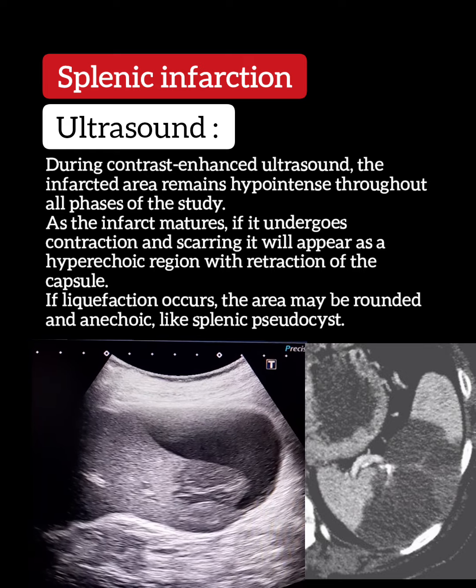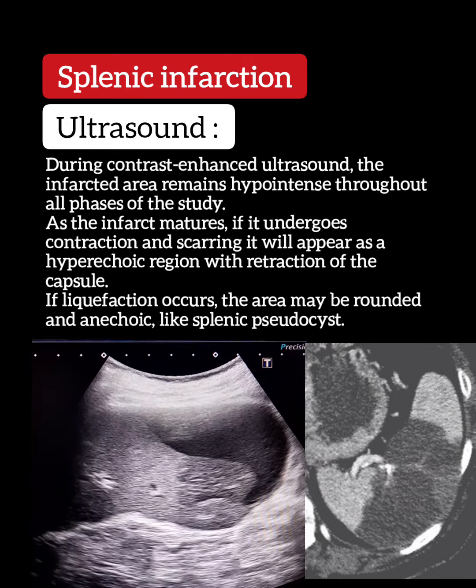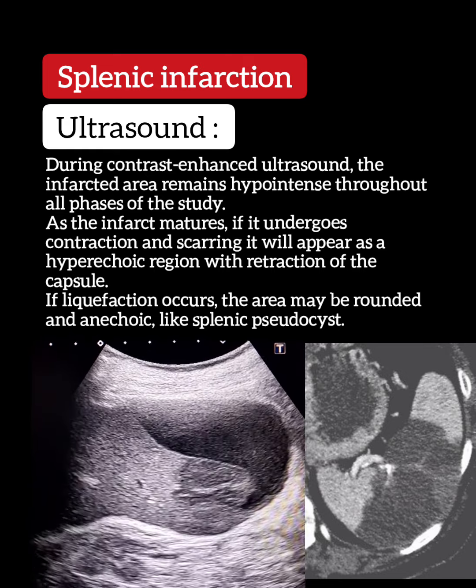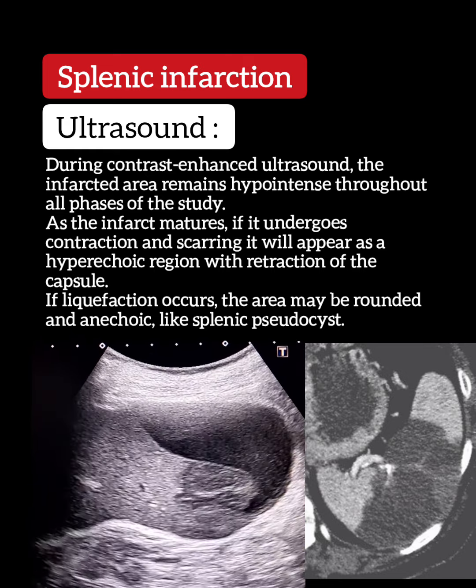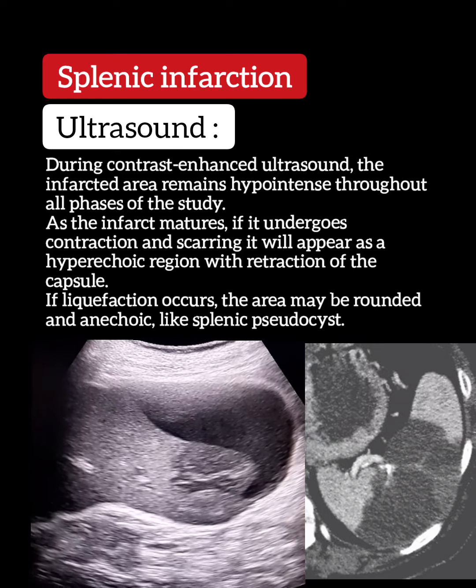As the infarct matures, if it undergoes contraction and scarring, it will appear as a hyperechoic region with retraction of the capsule. If liquefaction occurs, the area may be rounded and anechoic, like a splenic pseudocyst.